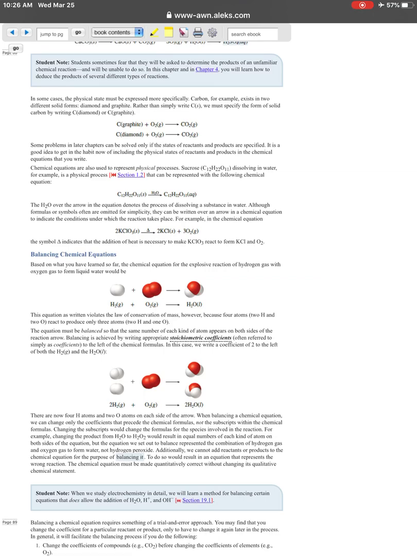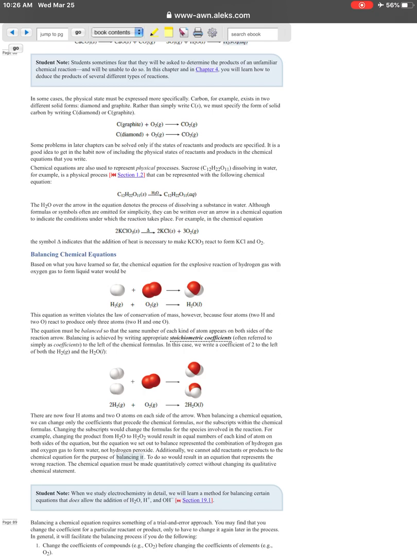Balancing is achieved by writing appropriate stoichiometric coefficients, often referred to simply as coefficients, to the left of the chemical formulas. In this case, we write the coefficient 2 to the left of both hydrogen, H2, and water, H2O. There are now 4 hydrogen atoms and 2 oxygens on each side of the arrow.